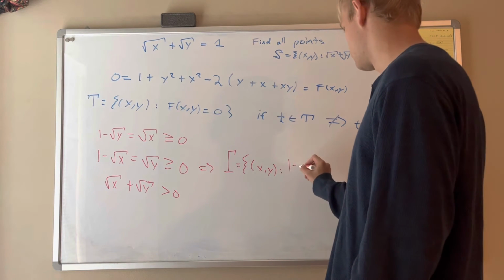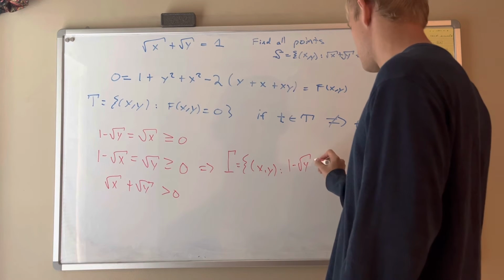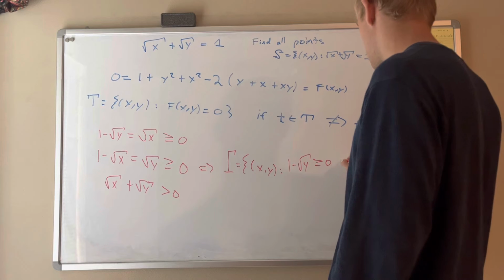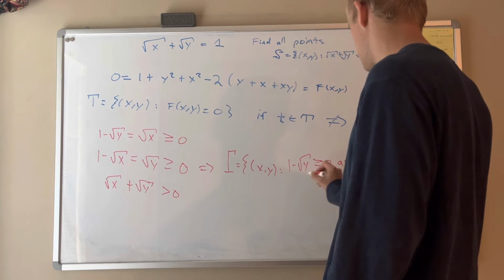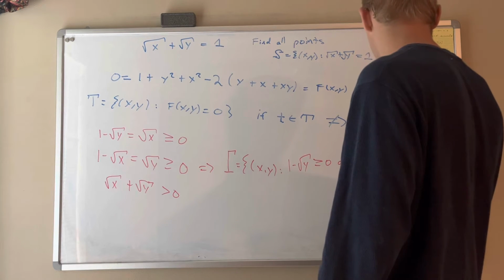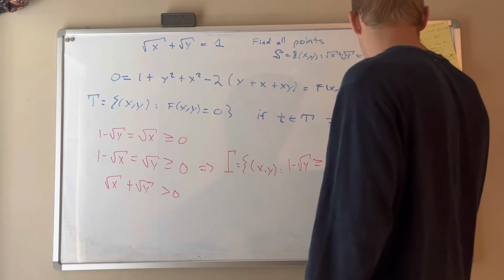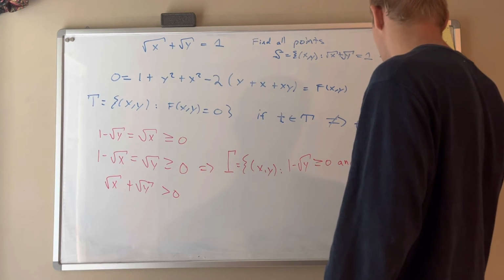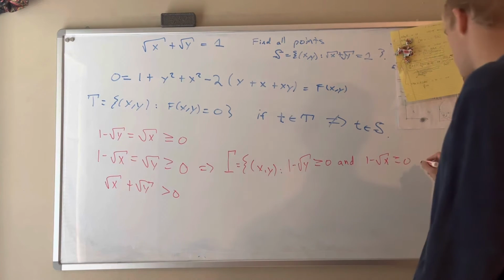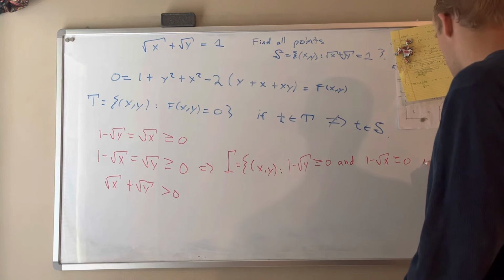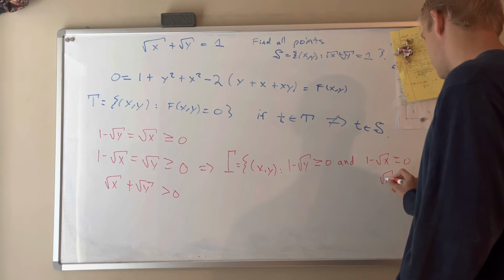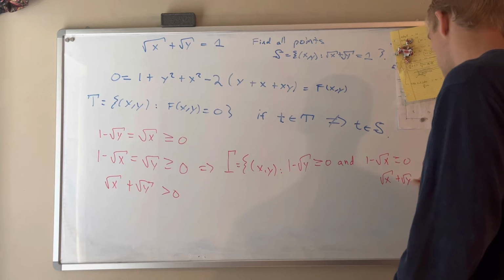So you get y must be greater than 0. And 1 minus root x must be greater than 0. And square root of x, square root of y must be greater than 0.